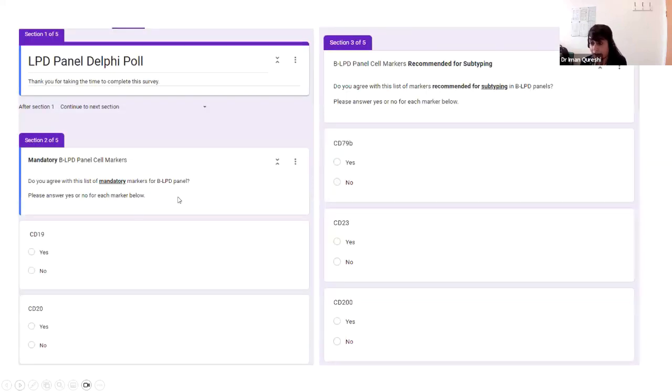Finally, we asked individuals again whether they would agree with a mandatory or recommended for subtyping statement. A poll was sent to our participants, and it was from this that we were able to create a consensus that told us what the UK flow labs that we included thought was mandatory and recommended for T and LPD diagnosis. Here are the results of the consensus.